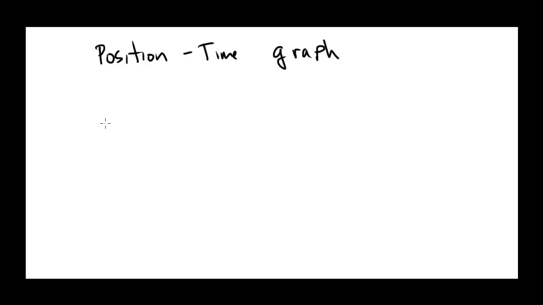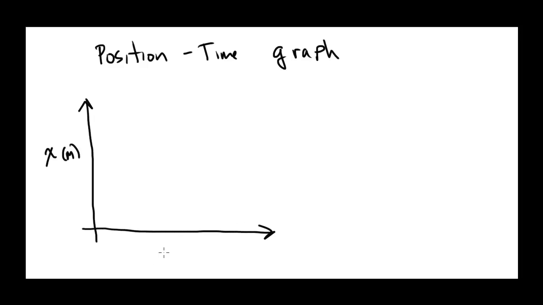So a position time graph is one wherein you have a vertical or y-axis, which is position. I'll use x right now for position. Again, this could be y or z. It's the position along whatever axis you happen to be moving. And then on the horizontal axis, we have our time value, t.